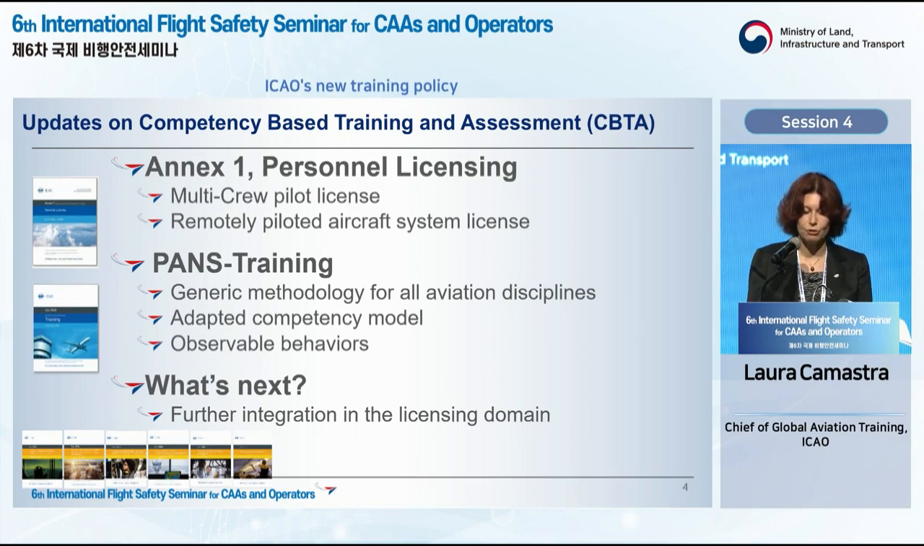Amendments 5 and 7 introduced a methodology to incorporate CBTA for all disciplines covered by Annex 1. It introduced the adapted competency model and the concept of assessing experience through observable behaviors instead of a prescriptive number of hours. Guidance has been published for several disciplines like air traffic controllers, maintenance, flight dispatchers, cabin crew, and air traffic safety electronics personnel. The future evolution of licensing SARPs is expanding the use of CBTA across all licensing domains. It becomes, however, challenging for civil aviation authorities at times to implement this. So this is where the Capacity Development and Implementation Bureau can support.